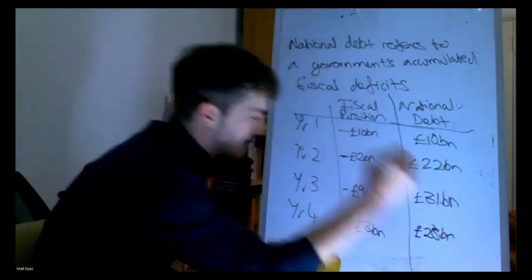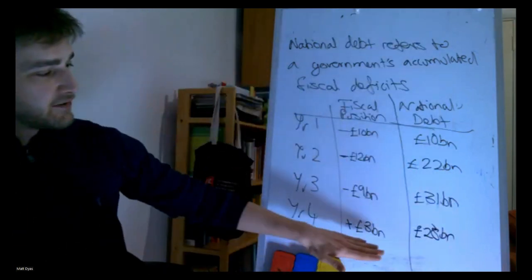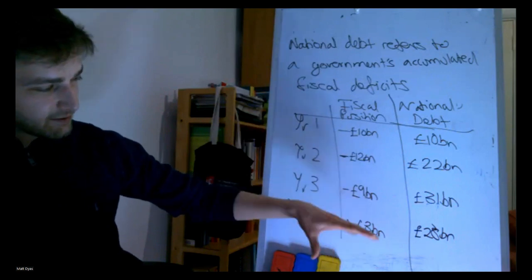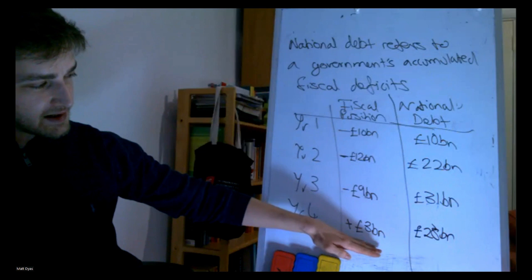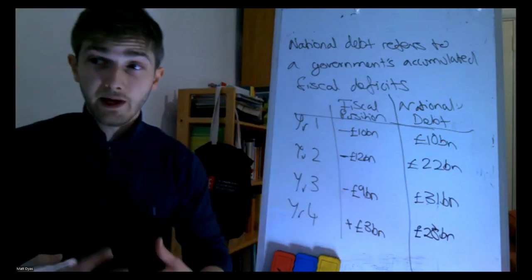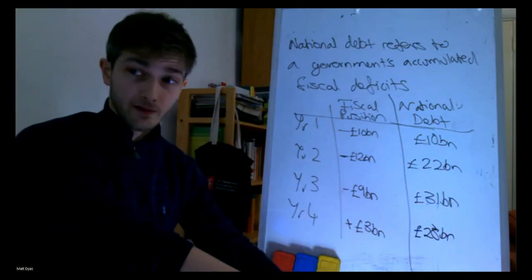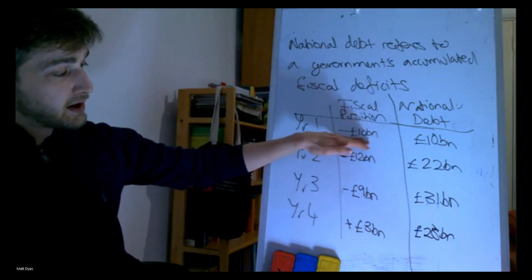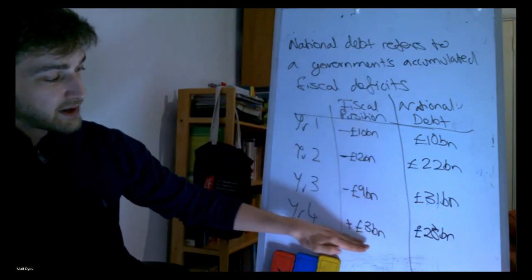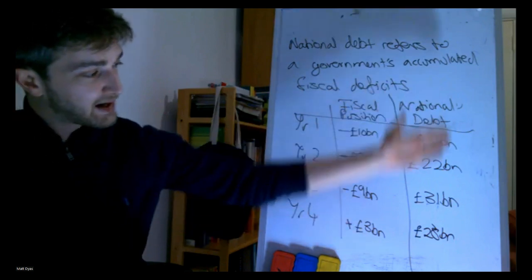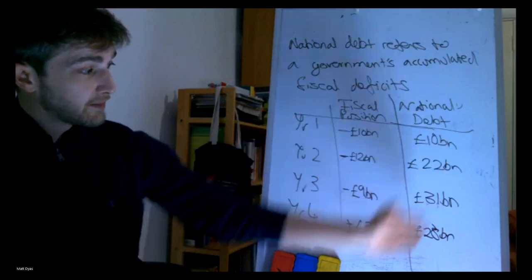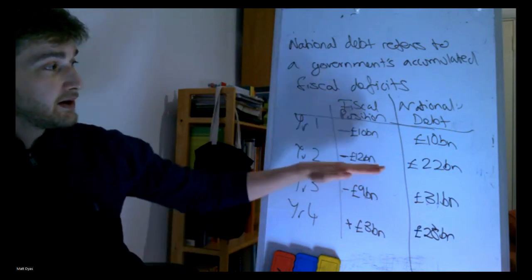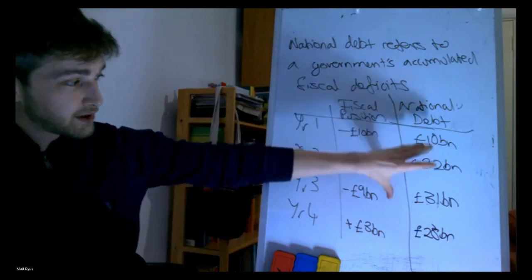Good. And that is because if you have a surplus, you've made more tax revenue than you are spending as the government, which means you have extra money to pay off your debt. So if you spend too much money, you need to borrow. If you make extra money, that's your surplus, you can pay off this national debt. Okay. So basically, fiscal deficit, national debt goes up.